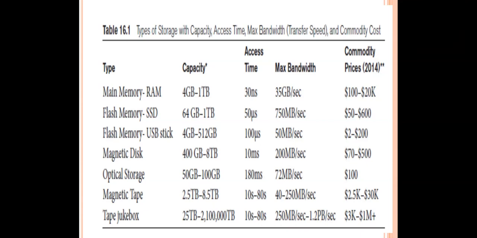If you take flash memory, SSD, nowadays many laptops are coming with SSD. What is SSD? Solid state devices. Compared to the hard disk, SSD speed is very high, and its life is also very good. So nowadays most computers and laptops are coming with SSD memory, which is called flash memory. The memory capacity ranges from 64 GB to 1 terabyte, and the time it takes to retrieve and store back is 50 microseconds. Nanoseconds means 10 to the power of minus 9, microsecond means 10 to the power of minus 6.